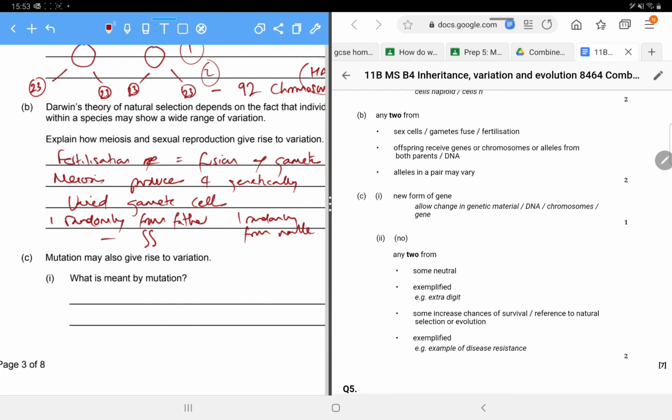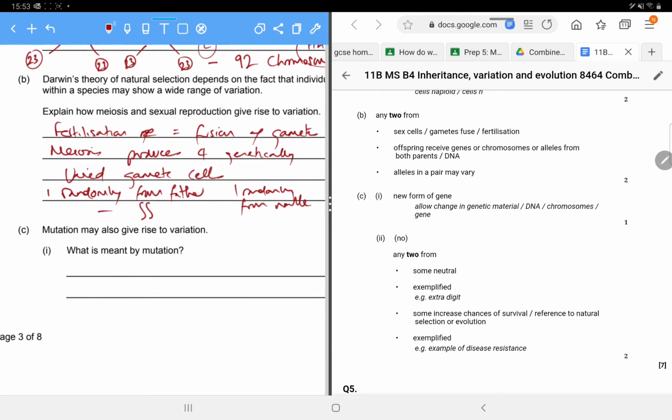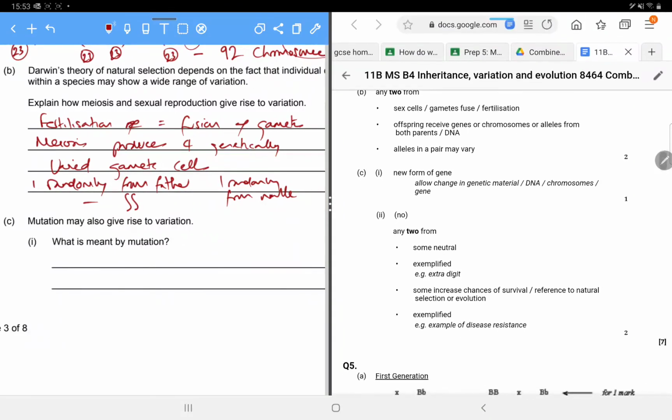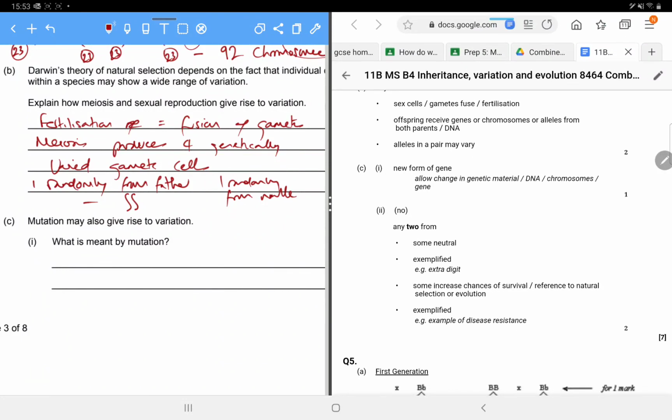C. Mutation may also give rise to variation. What is meant by mutation? This is a straight fact. It's a change in the DNA or chromosome or gene. You can see on the right hand side here, they've got a new form of a gene, allow change in genetic material, DNA, chromosome, gene.